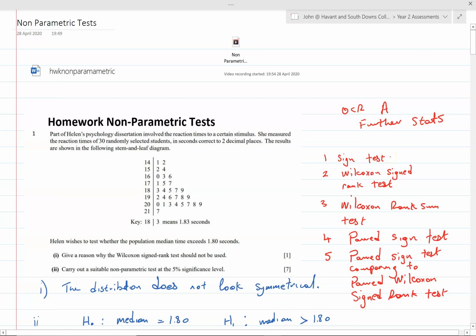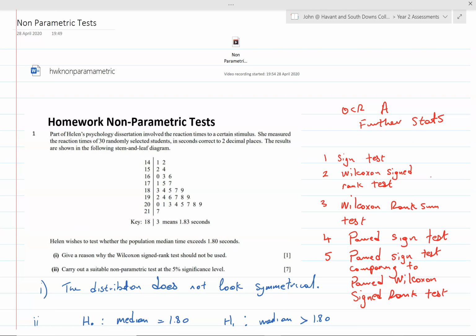First question was a straightforward sign test. The second question is a Wilcoxon signed rank test. The third question is a Wilcoxon rank sum test. And then 4 and 5 are all about paired data. Question 4 is a relatively straightforward sign test, and question 5 is quite a nice question where you get to compare the sign test and the Wilcoxon signed rank test. And that will be it.